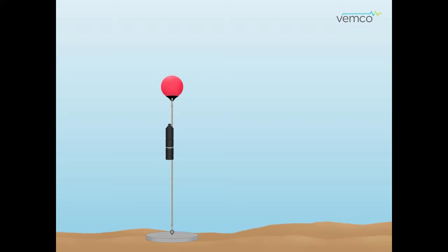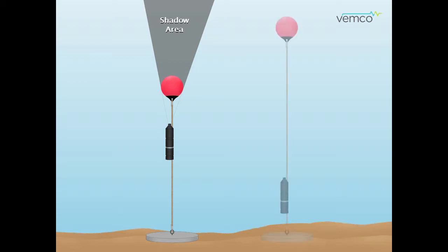This happens when part of the mooring blocks the receiver's line of sight to an area, like the float does in this example. There are times when shadow areas can't be avoided, but often they can be kept to a minimum. For example, if the float and receiver were farther apart, like this, then the shadowed area is much smaller.